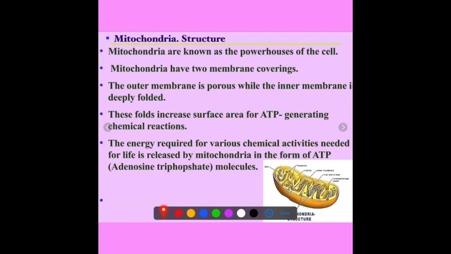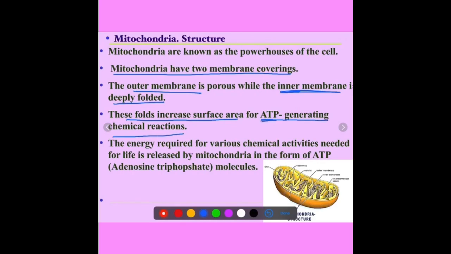As I told you, they are called the powerhouses of the cell. And how many membranes are there? Mitochondria have two membrane coverings, the outer membrane and the inner membrane. The inner membrane is deeply folded. What do these folds do? They increase the surface area for the ATP generating chemical reaction.